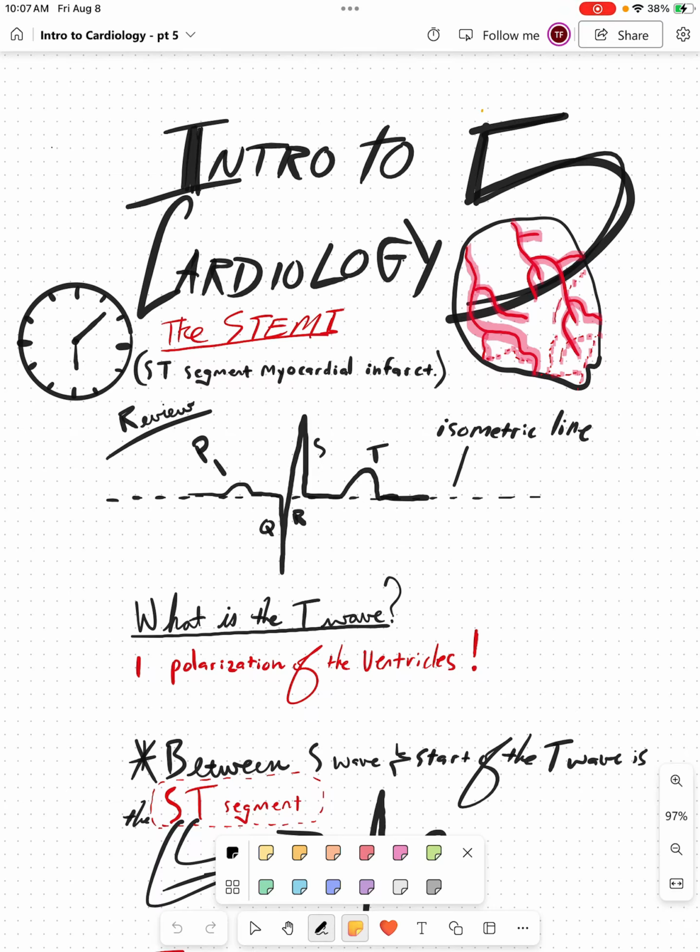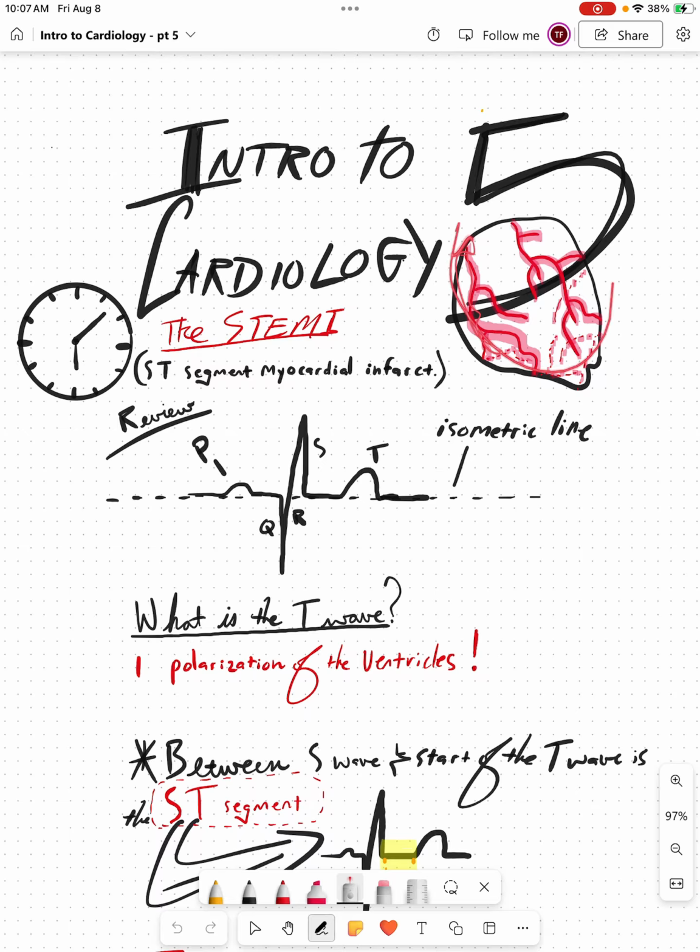What's going on with the STEMI is I've got these coronary blood vessels here. Again, these are not necessarily anatomically correct, just so you know, but they're here to give you the premise of them. One of these vessels has something going on where it is not able to deliver hemoglobin-rich blood to the cardiac muscle, and that muscle becomes ischemic, or without oxygen, and that causes tissue damage. So let's get into it and review a few things.